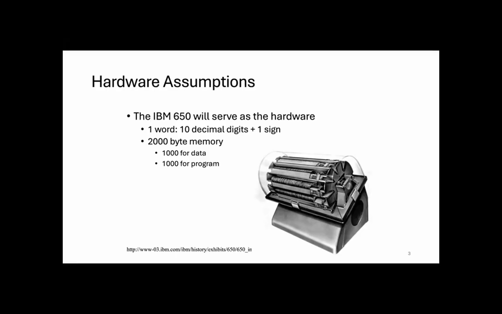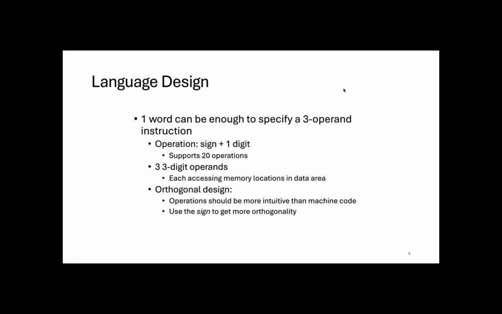And how are we going to think about the memory? How are we going to divide it? We are going to have 1000 words for the data, and we're going to have 1000 words for storing the program itself. So this is basically how our memory looks like, and the assumption that we're going to use about our hardware when we are designing and building our system, or when we're designing and building our programming language. So let's look at how we can actually design our language.